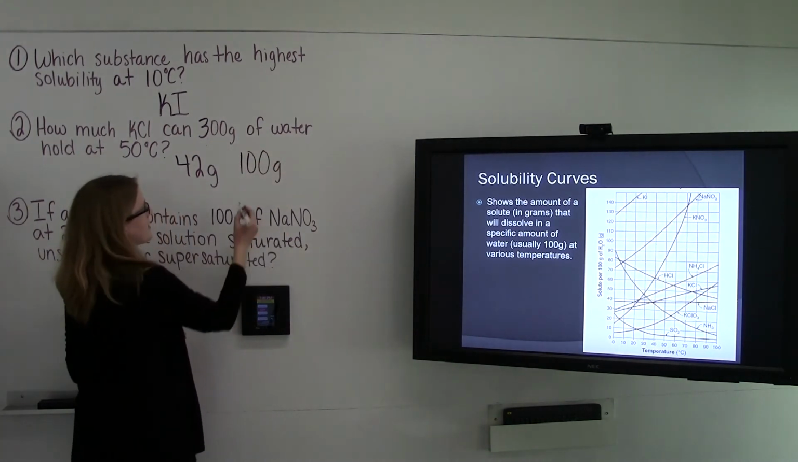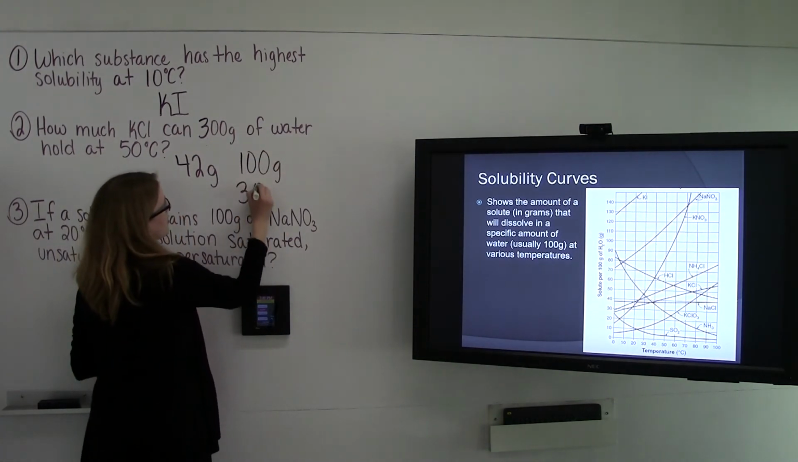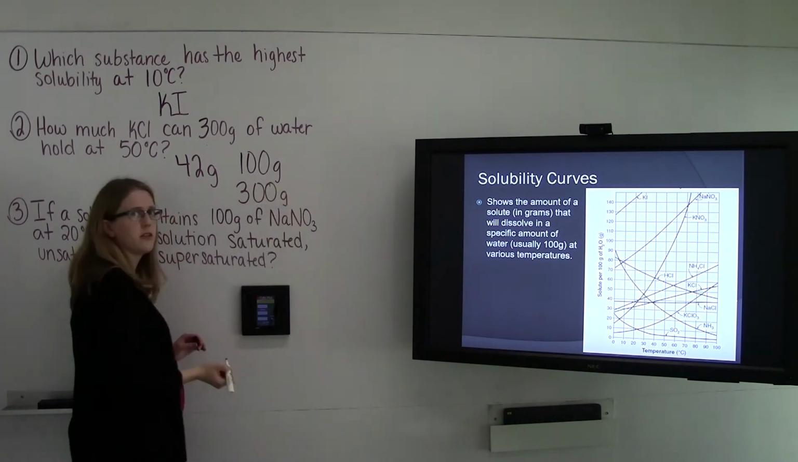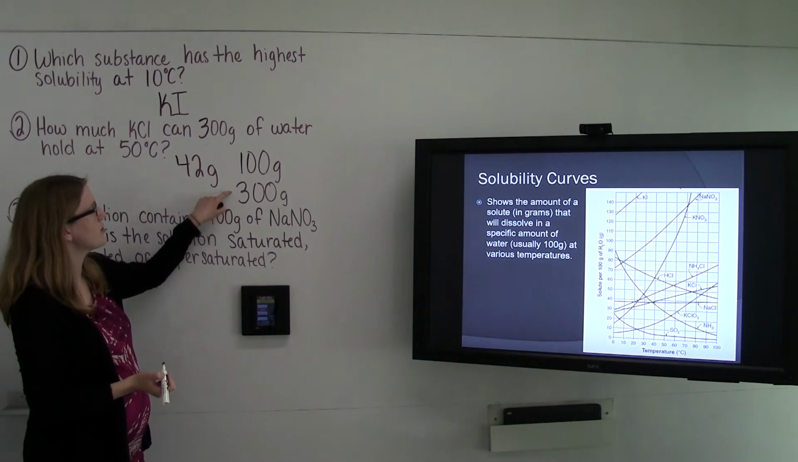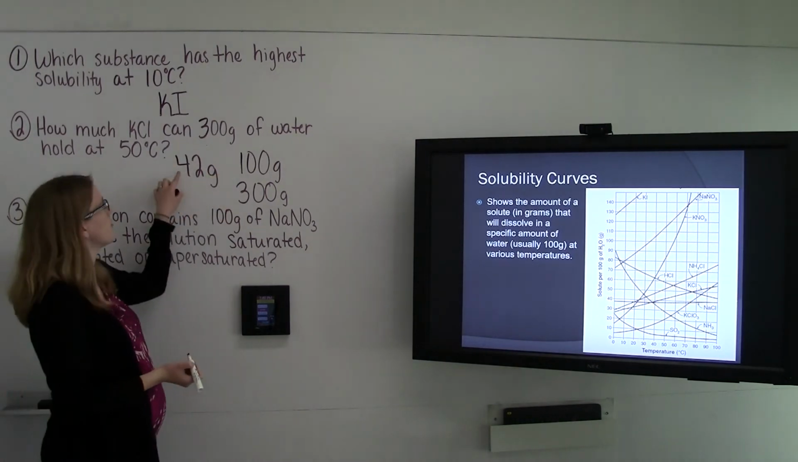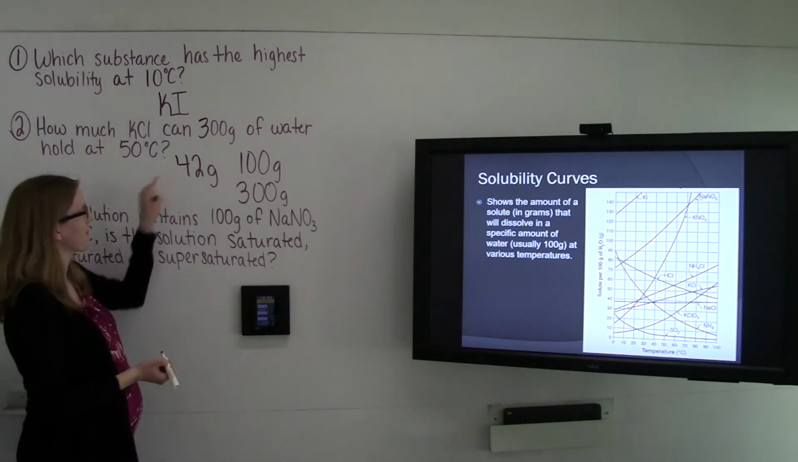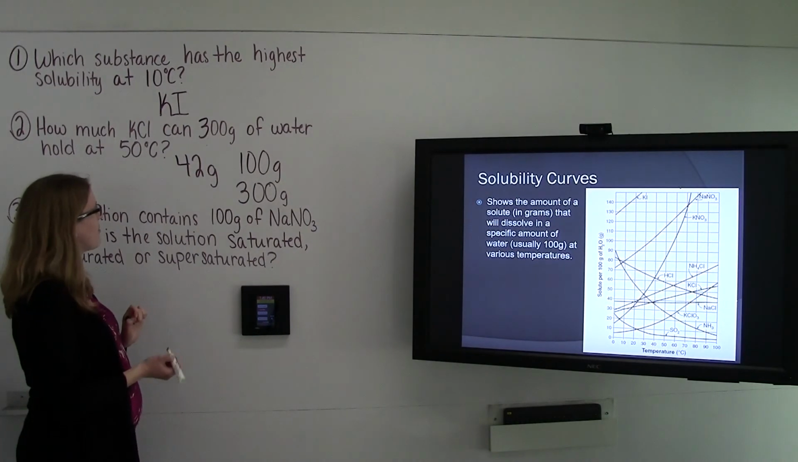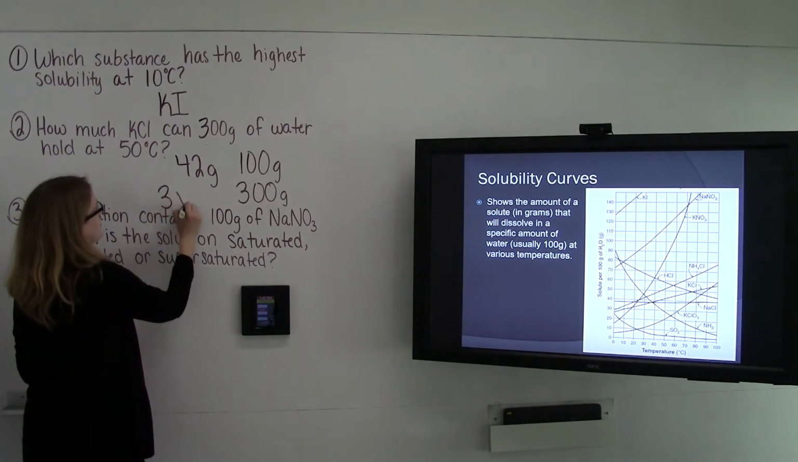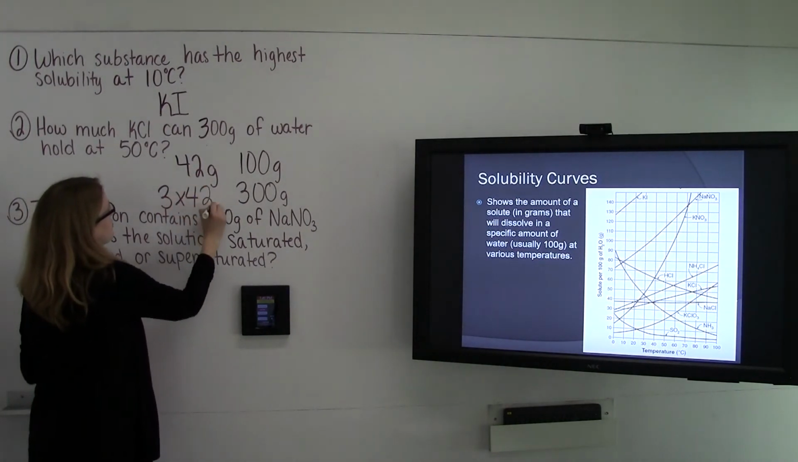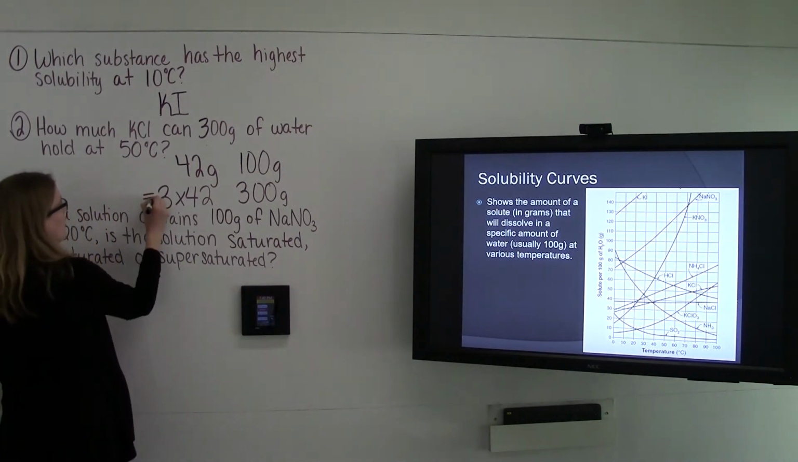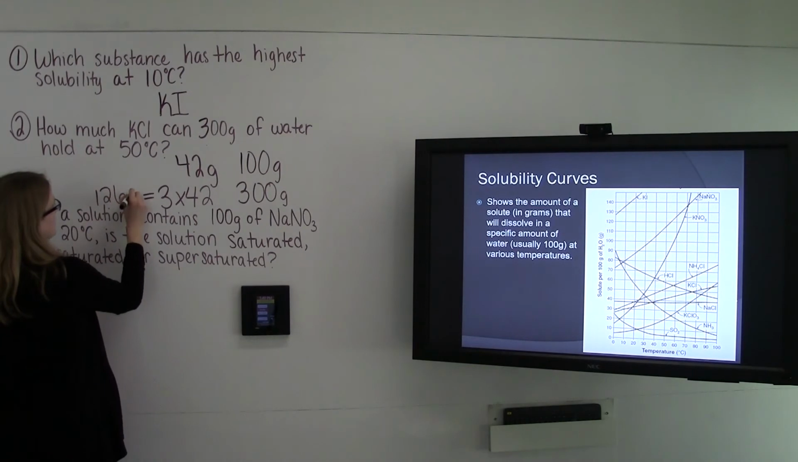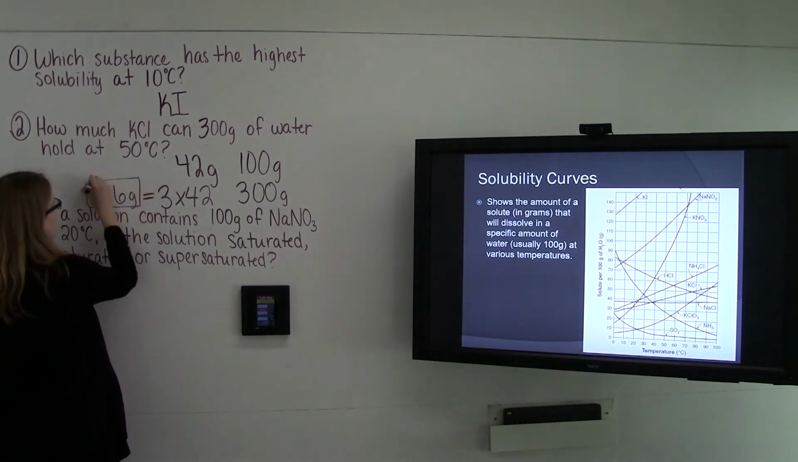We want to figure out exactly how much 300 grams of water can hold. Do you see the difference here? This is 3 times larger than this. So what do you think we need to do to the 42? Yeah, we're going to multiply it by 3. 3 times 42, and that's where your answer would be, which would end up being 126 grams. And there's your answer.